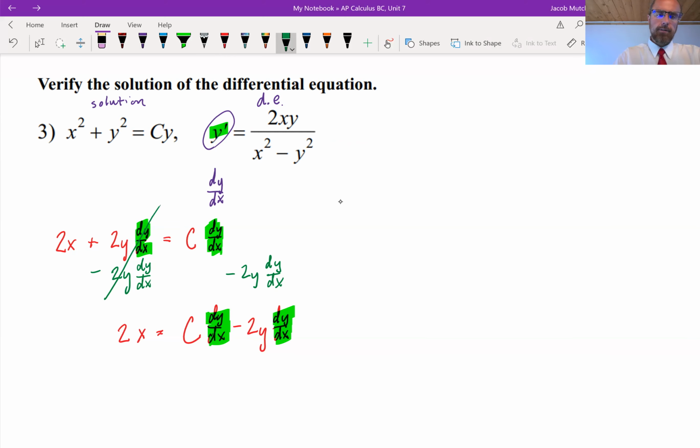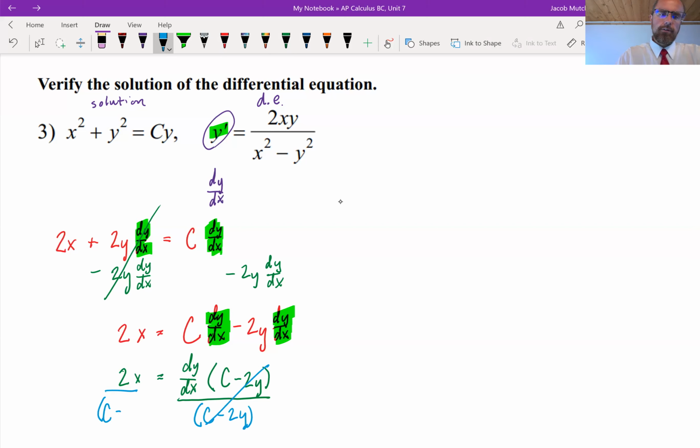So my next step, I'm going to pull dy dx to the left, and that's going to leave c minus 2y in parentheses, and that's going to equal 2x. So now to get dy dx solved, I just need to divide by c minus 2y. That'll cancel there on the right side. And this is my expression for dy dx. And let's lift it up.